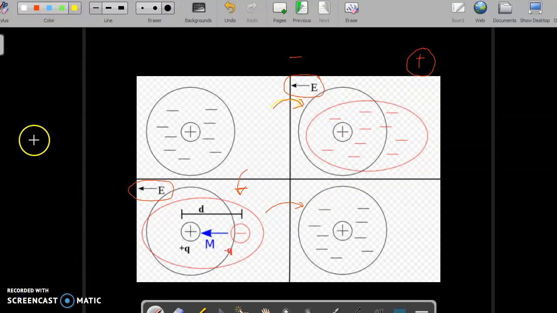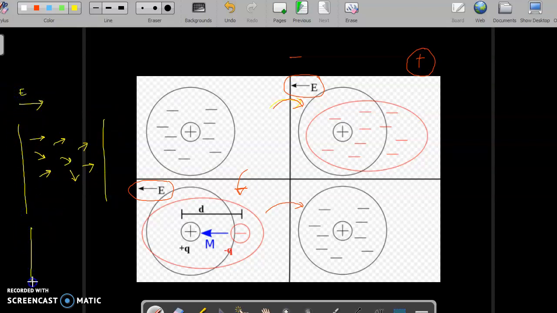So in a material, dipoles may be aligned in a random fashion, so the net dipole moment is 0. But when I apply an electric field, what will happen? After that, the dipoles will align in this fashion. So a net electric field is created.